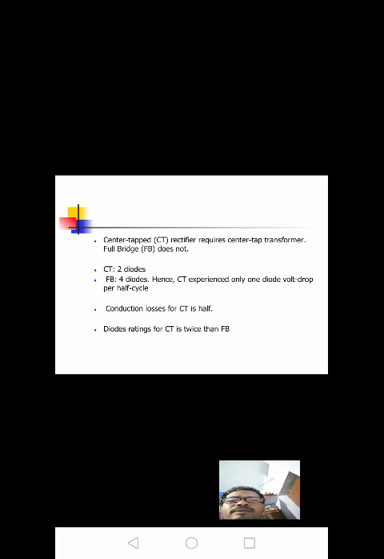In the center tap rectifier only 2 diodes are required. In the full bridge rectifier we need 4 diodes. Hence the center tapped rectifier experiences only 1 diode voltage drop per half cycle, and its conduction losses are lower. The diode rating of the center tapped rectifier is twice that of the full bridge rectifier, but the voltage drop and the losses are lower in center tapped rectification.